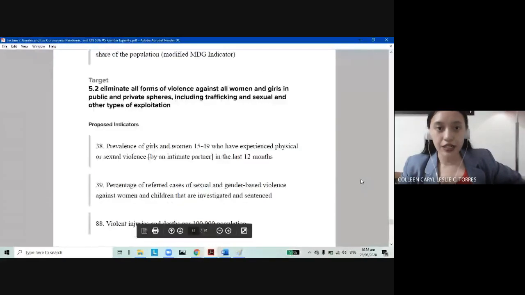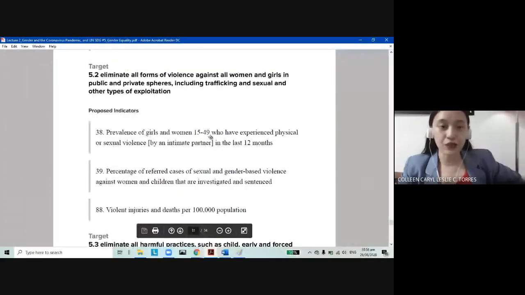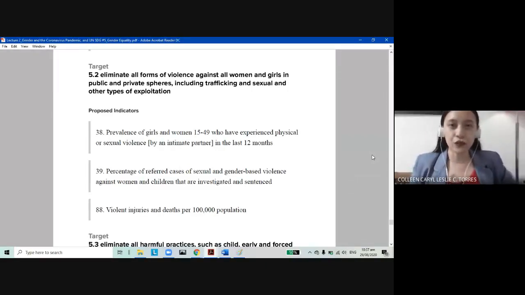Another indicator for gender equality would be the elimination of all forms of violence against all women and girls in public and private spheres, including trafficking and sexual and other types of exploitation. So there are many ways, of course, to hinder or to stop discrimination.